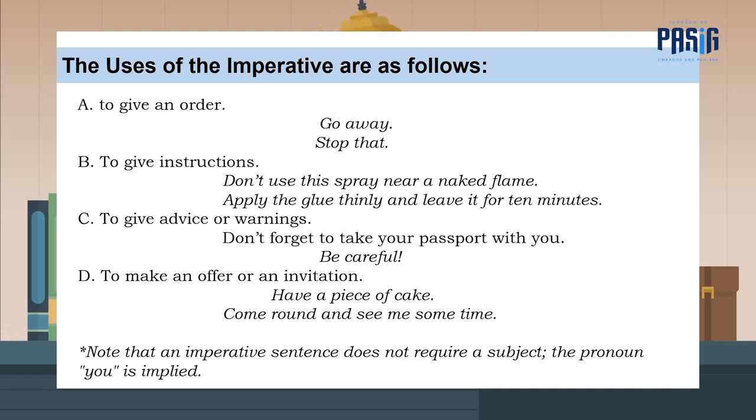Letter C, to give advice or warnings. For example, don't forget to take your passport with you. Be careful. Don't go on the ice. And letter D, to make an offer or an invitation. For example, have a piece of cake. Come around and see me sometime. Note that an imperative sentence does not require a subject. The pronoun you is implied.